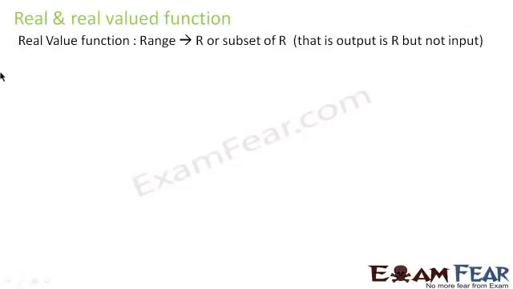Let's discuss what is real and real valued function. Real valued function is a function for which the range is real numbers. That is, the output is real. The input may not be real. So it is a real valued function.